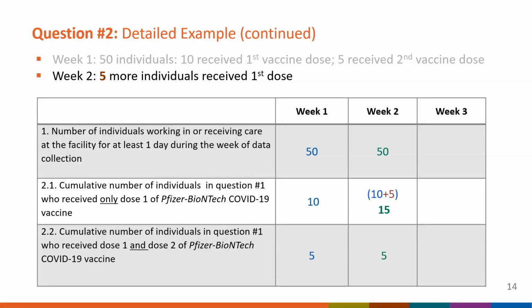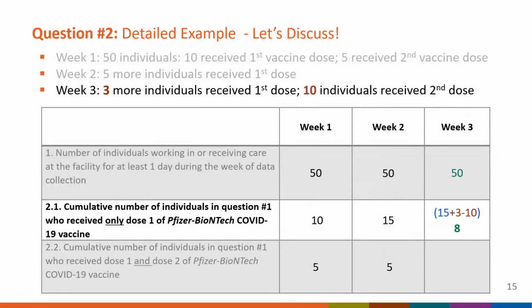This example shows how COVID-19 vaccination of individuals looks during the second week of reporting. 5 more individuals received their first dose of the Pfizer COVID-19 vaccine during this week. So, at the end of the second week, the facility reports that a total of 15 individuals received their first dose of the Pfizer COVID-19 vaccine. You would also still report the 5 individuals who received both dose 1 and dose 2 of the vaccine for the previous week.